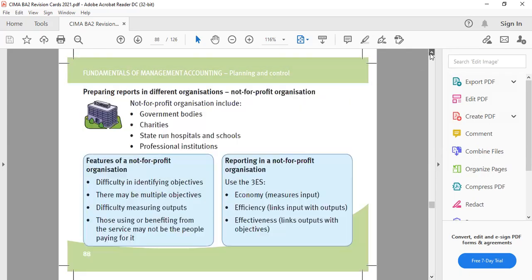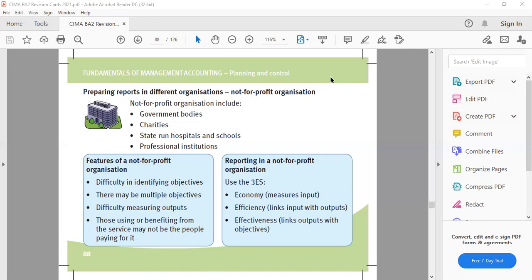Then this would be the last under this section. In case of organizations which are established with a motive to earn profit, we call them profit organizations. So the profit parameter will be taken into consideration and the measurement will be according to that. But there are certain organizations which are established with a not-for-profit objective. They are established to render some services but not to make any profit. We call them not-for-profit organizations. Examples are government bodies, charities, state-run hospitals, schools, and professional institutions.